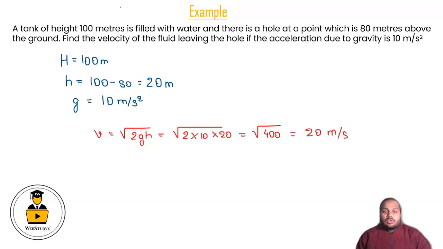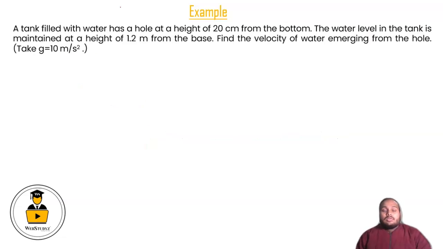Let us solve one more question based on this. The question is, a tank is filled with water and has a hole at a height of 20 centimeter from the bottom. The water level in the tank is maintained at a height of 1.2 meter from the base. We need to find the velocity of water emerging from the hole.